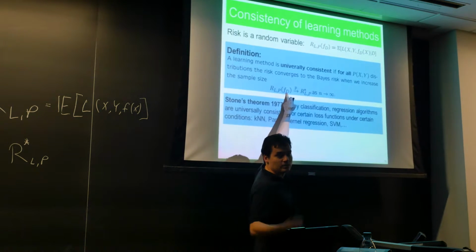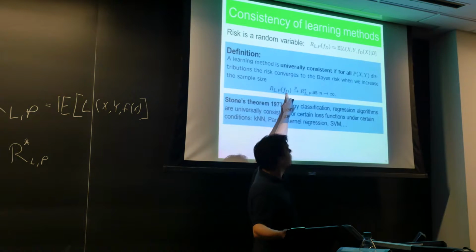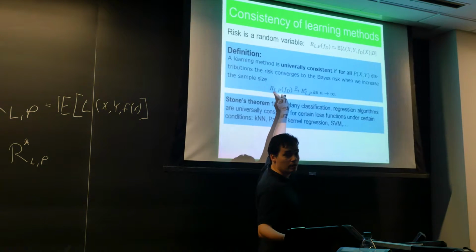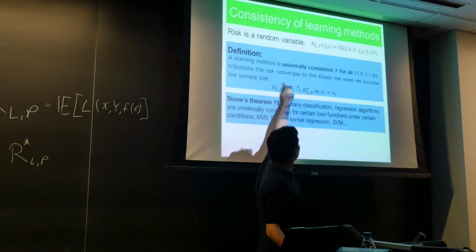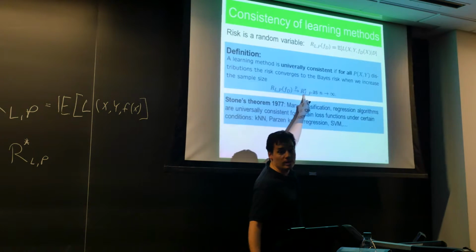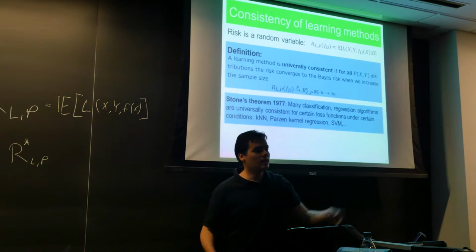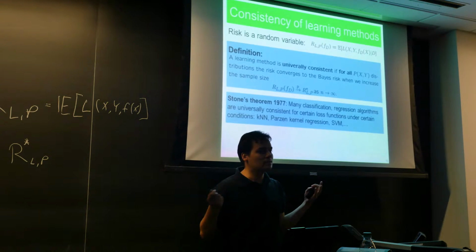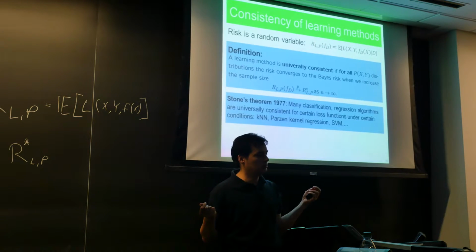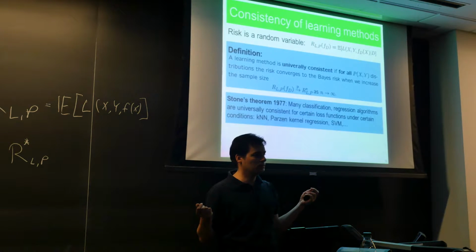F of D depends on our training set. So this risk is a random variable, and what we want is for this random variable to converge in probability to the Bayes risk. If we achieve that, we are good, because that's the best thing we can hope for. Is it clear? Any questions?